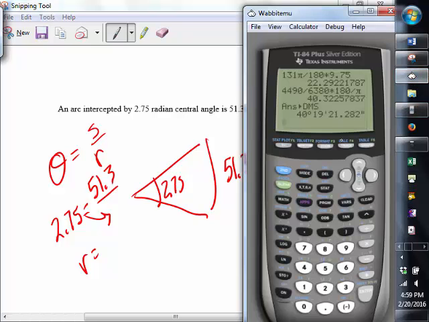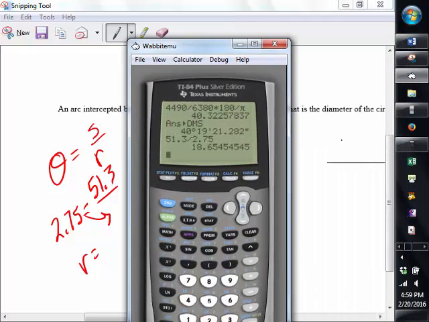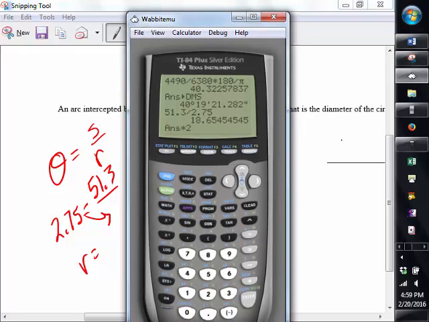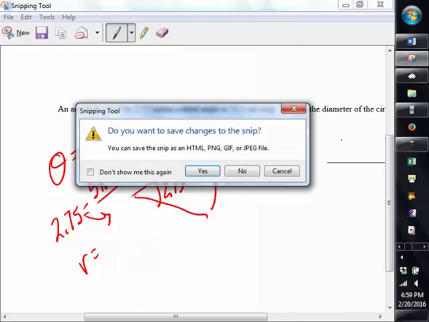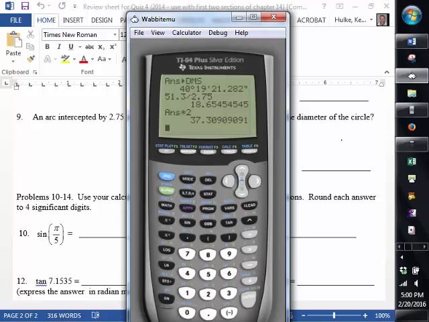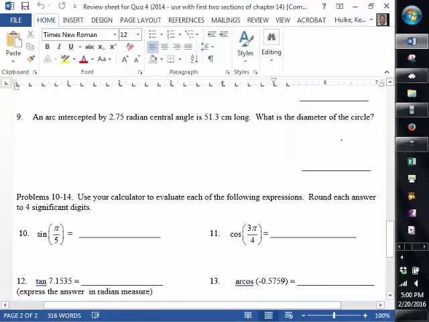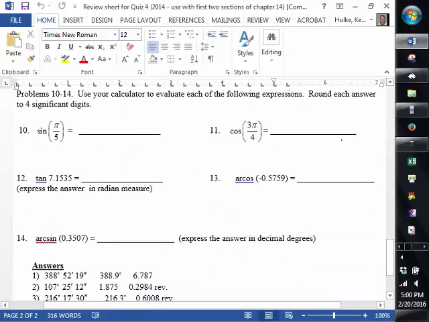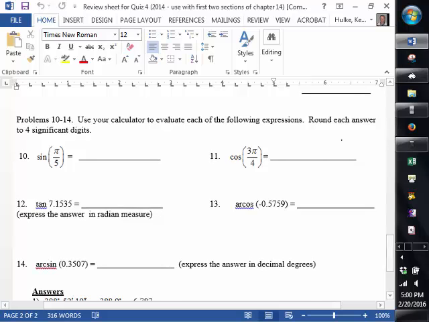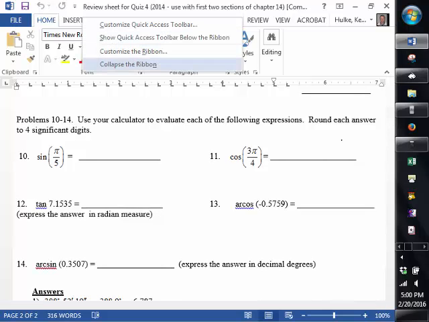So we would press 51.3 divided by 2.75. Now that's what the R is. They want to know what is the diameter, so we're going to multiply that by 2, and we get 37.3 centimeters.